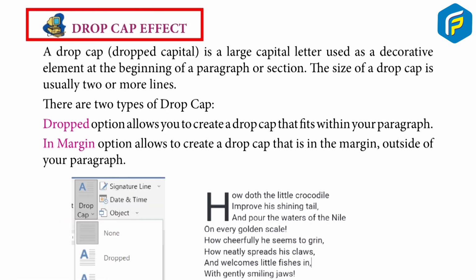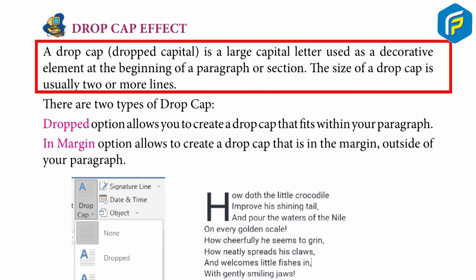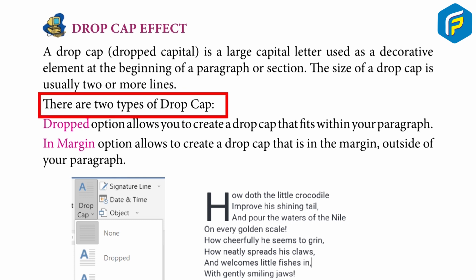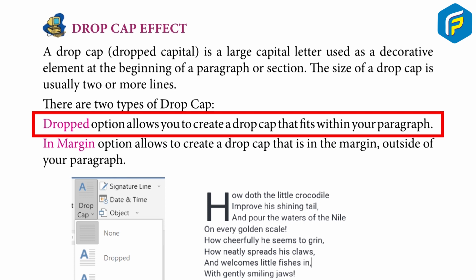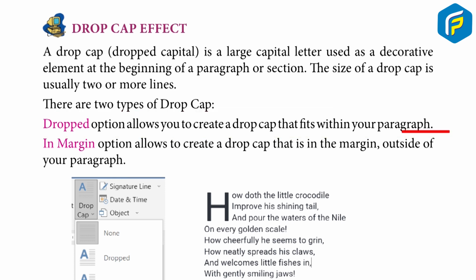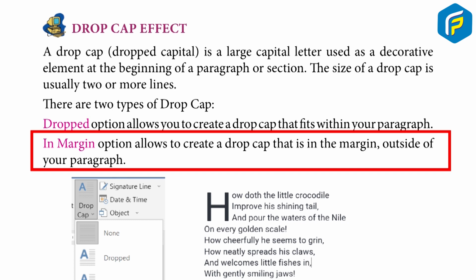Drop cap effect. A dropped capital is a large capital letter used as a decorative element at the beginning of a paragraph or section. The size of a drop cap is usually 2 or more lines. There are 2 types of drop cap. Dropped option allows you to create a drop cap that fits within your paragraph. And margin option allows you to create a drop cap that is in the margin outside of your paragraph.